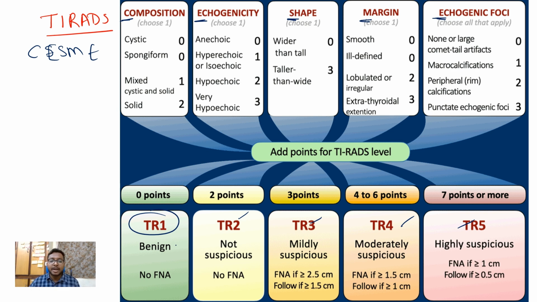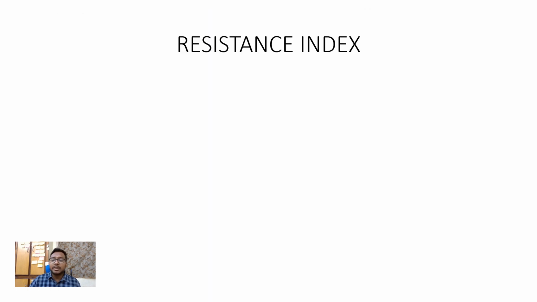If it is a benign entity, there is no requirement of any fine needle aspiration cytology. If it is TIRADS 2, 3, 4, 5, based on the size of the nodule, you will go for fine needle aspiration cytology. Okay, right. Then there is another important concept called resistance index.